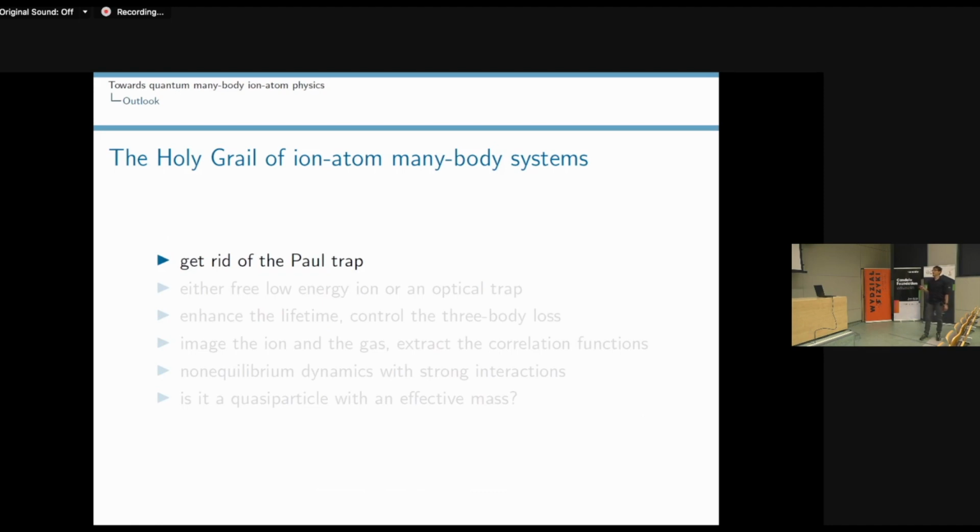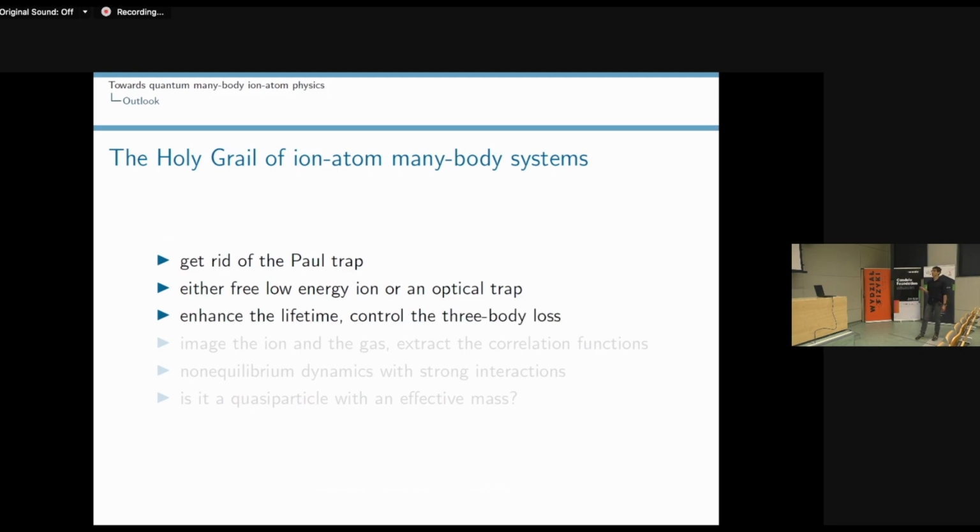So unfortunately, it's bad news. I would advise to get rid of the Paul trap and switch to other systems. So either create a free low-energy ion or transfer it to an optical trap. And for this optical trap, actually, the shallower the better. So we need the ion to have a really low energy, and we need the trapping potential to not perturb its motion locally, so that we can apply the same approximations as we do for trapped ultra-cold gases, that the potential locally doesn't disturb the motion.